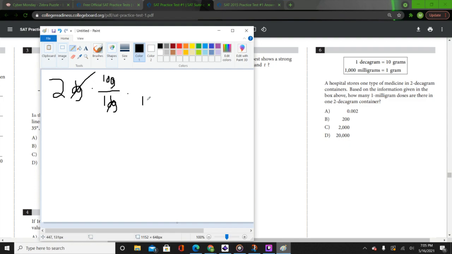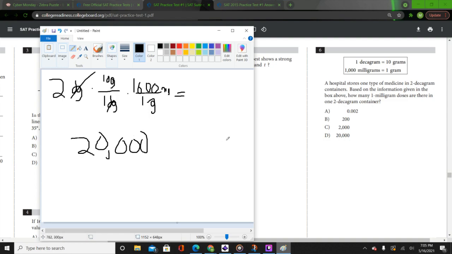And there's 1 gram and 1,000 milligrams, 1, 2, 3 zeros, mg, and that equals 20,000. So choice D should be correct, and it is in fact correct. So I'll just write 20K. You would just type this in your calculator if you want to.